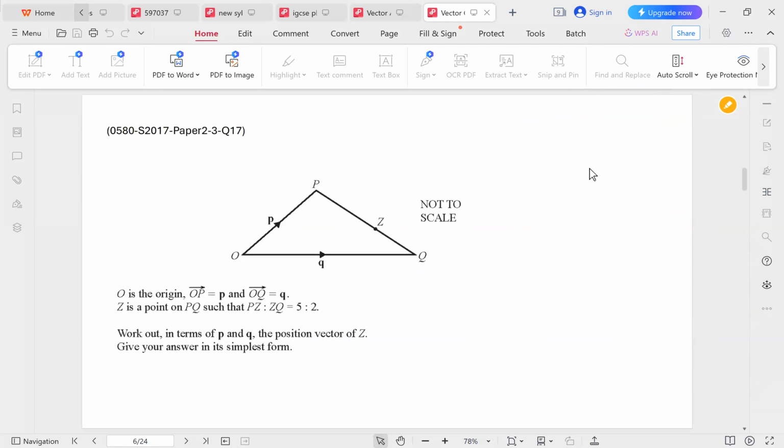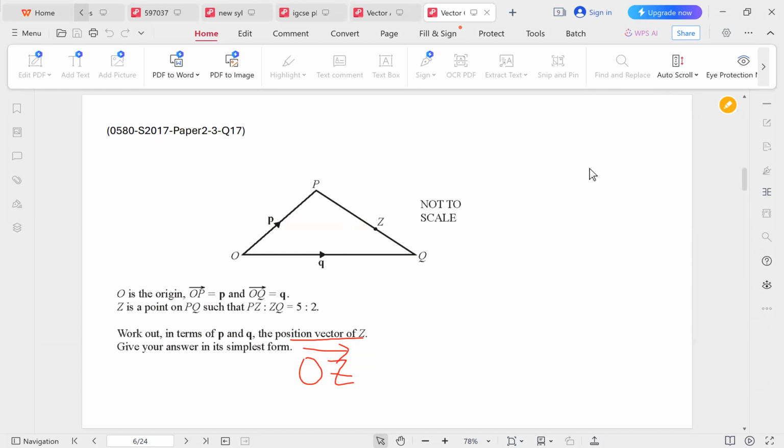O is the origin, OP equals P, OQ equals Q. Z is a point on PQ, such that PZ to ZQ equals 5 to 2. Work out in terms of P and Q the position vector of Z. Give your answer in its simplest form. So position vector of anything is basically the vector from O, the origin, to the letter in question. So we want vector OZ.